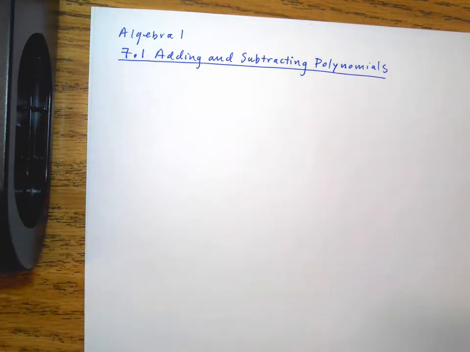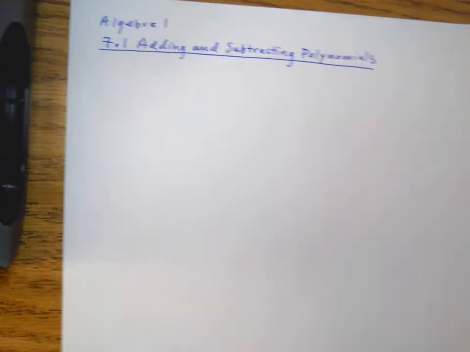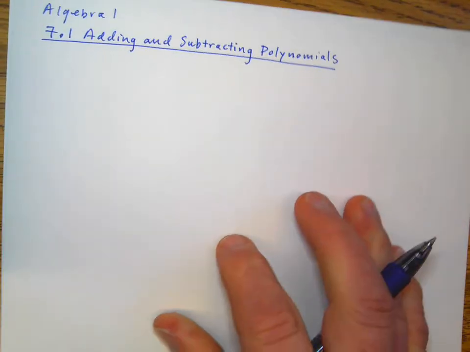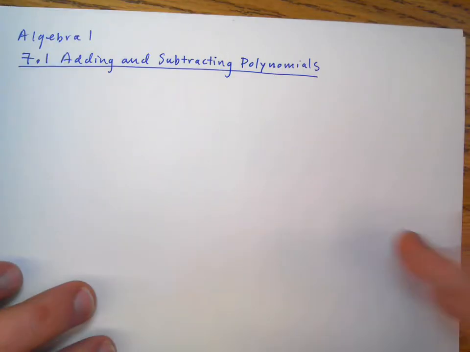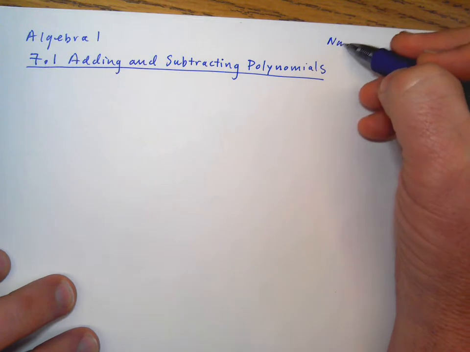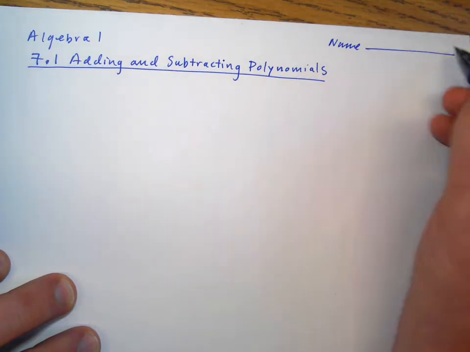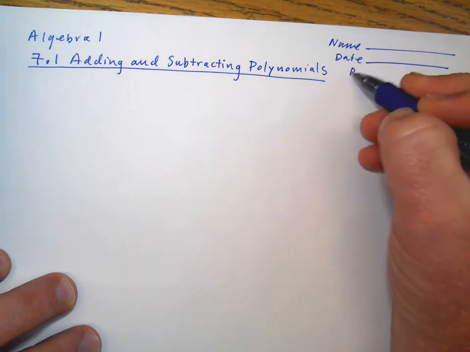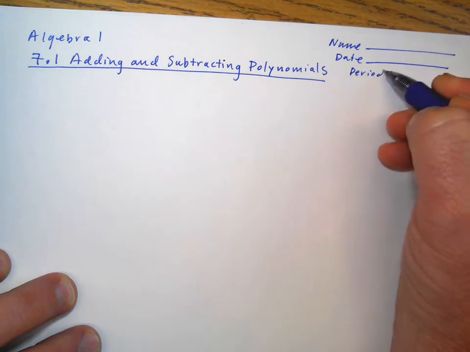Now, to get credit, you guys need to take notes. You need to copy everything down. It needs to look like mine. So let's get credit here. You should put your name at the top, the date, and your period in my class.